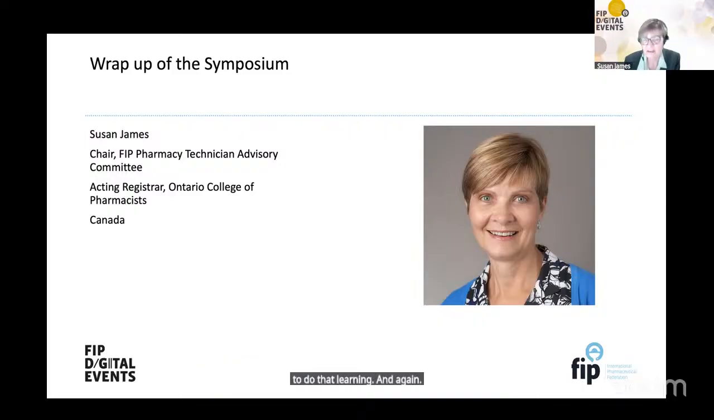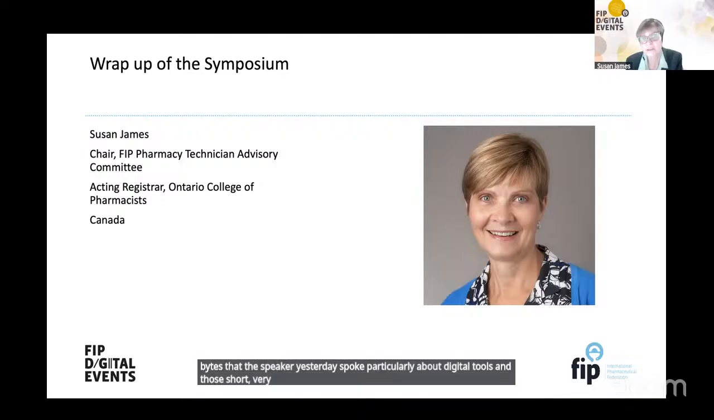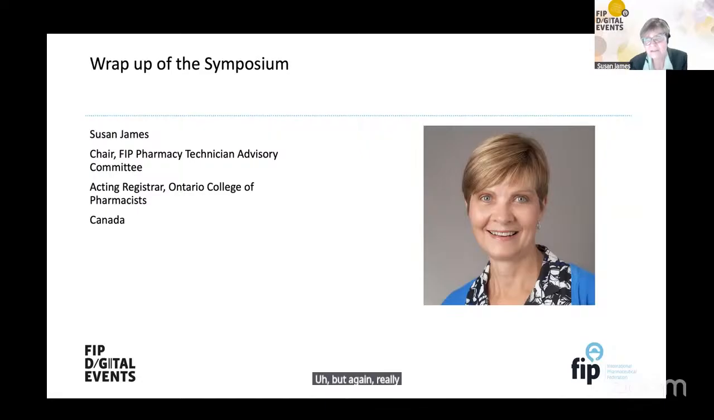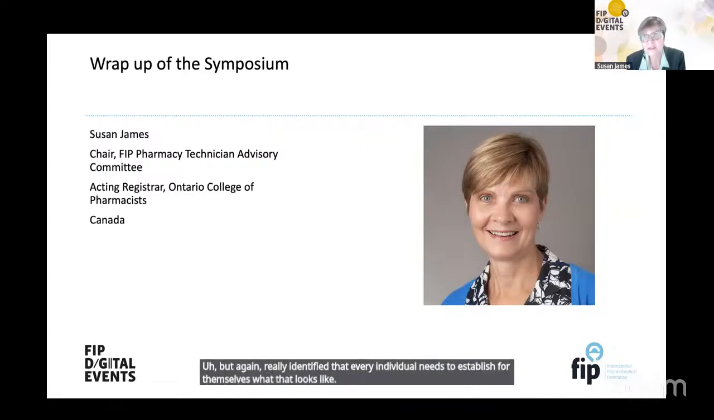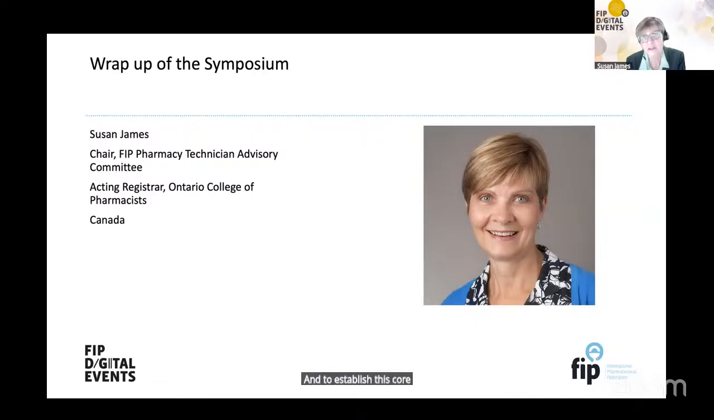And again, we've just talked about that, whether that is in short bites. The speaker yesterday spoke particularly about digital tools and those short, very specific opportunities for learning. But again, really identified that every individual needs to establish for themselves what that looks like, and to establish this core desire for lifelong learning, to think about the questions.